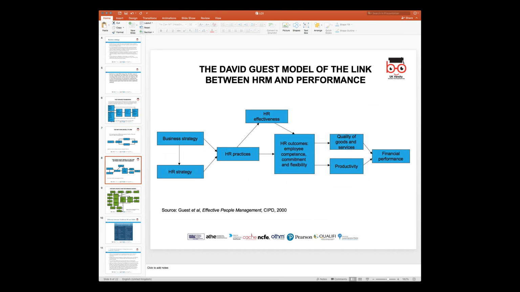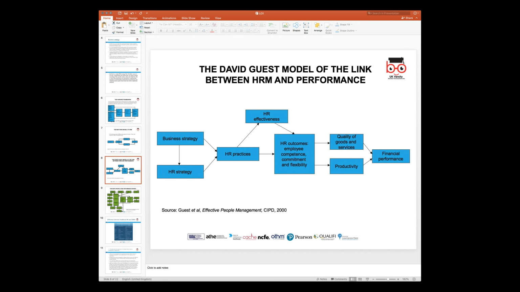Now, the third model that we will look at primarily is called the Guest model. And in the Guest model, what we look at is a bit of a fusion of both the hard and soft approach of HRM. So here, David Guest in 1987 proposed that there are four individual components that underpin organizational effectiveness.